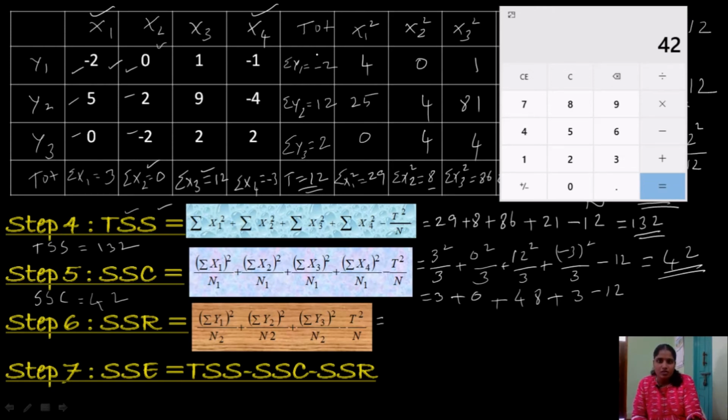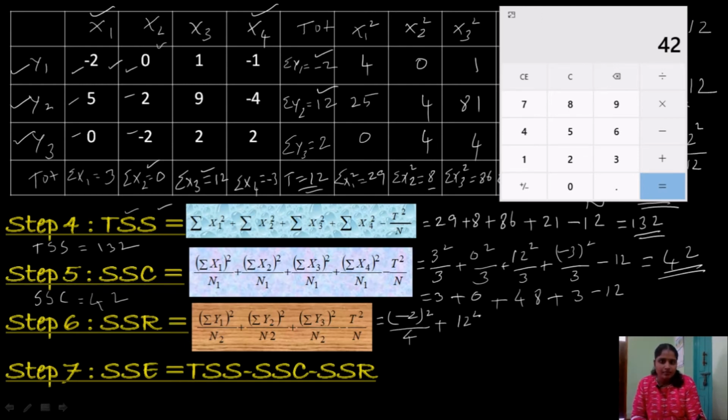So we just make use of these values, that is sigma y1 is minus 2 the whole square by, here n2 represents number of elements in each row. So in each row we have 1, 2, 3, 4. So totally we have 4 elements, and in y2 also we have 1, 2, 3, 4 and y3 also we have 1, 2, 3, 4. Since we are having equal number of values given in our problem, n2 is nothing but number of values in each row. So our n2 is 4 plus sigma y2 is 12.